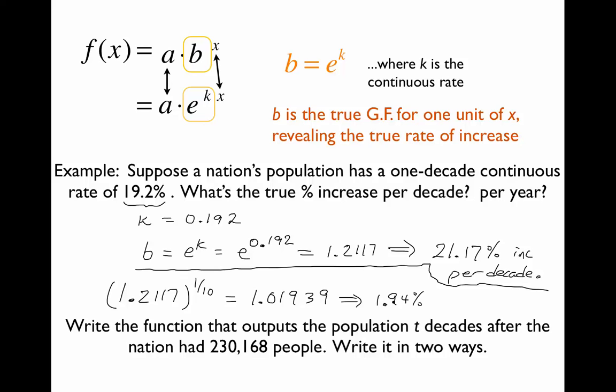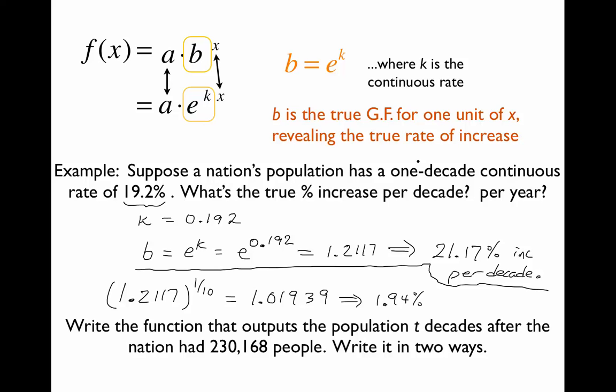per year. You've got to get, remember we said what's transferable? Growth or decay factor is transferable using exponents, right? So 1.2117 is the decade growth factor, so the 1 year growth factor is to the 1/10th. From the 1 year growth factor, we can get the true percent change per year.